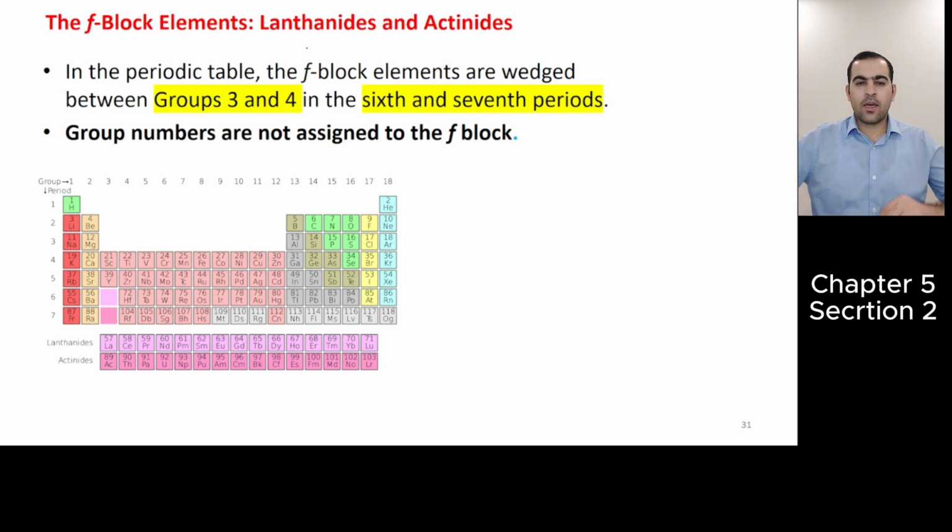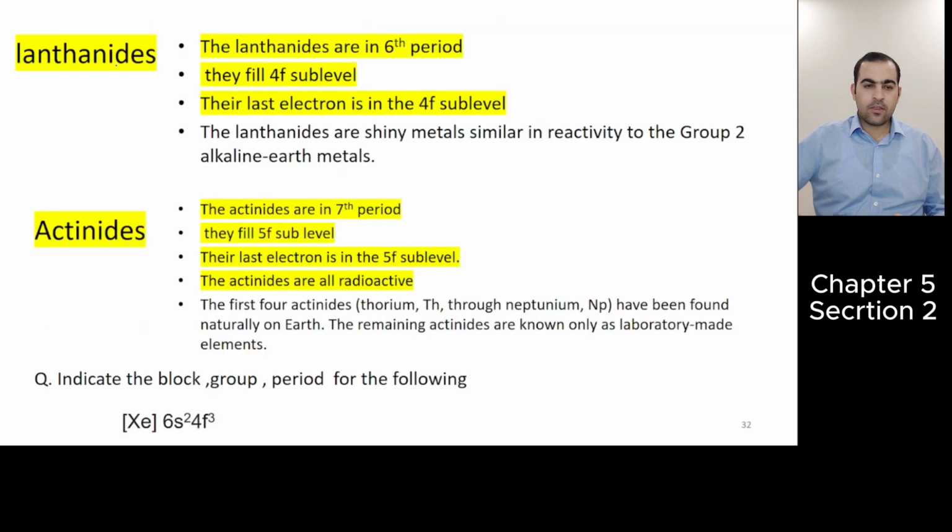Okay, let's continue. F block elements, lanthanide and actinides. In the periodic table, F blocks are placed below the periodic table. We learned that this is so the periodic table does not become too wide. Lanthanide, actinides, they are all metals. Their reactivity is like group 2 metals. Okay, they are reactive like group 2. And they are between group 3 and 4. They don't have a group. Group is not assigned for them, but look here, lanthanides, they are in the 6th period, actinides in the 7th period.